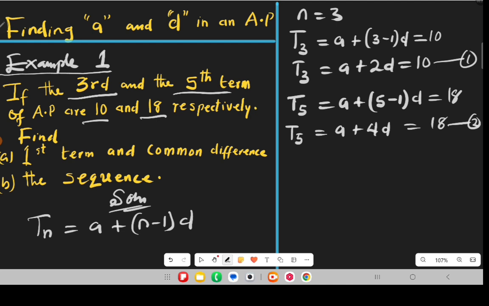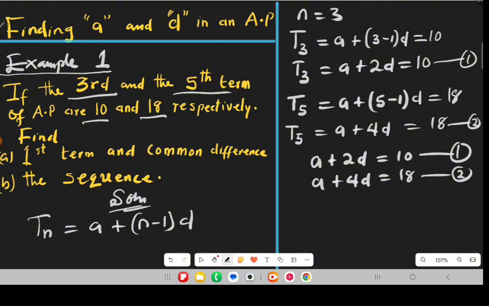Then we can solve equation 1 and equation 2 simultaneously. So we copy them out. We have A plus 2D equal to 10, equation 1, and A plus 4D equal to 18, equation 2. We have different methods of solving simultaneous equations, but in this case, because the coefficient of A is equal in both equations, we use the elimination method. We say equation 2 minus equation 1.